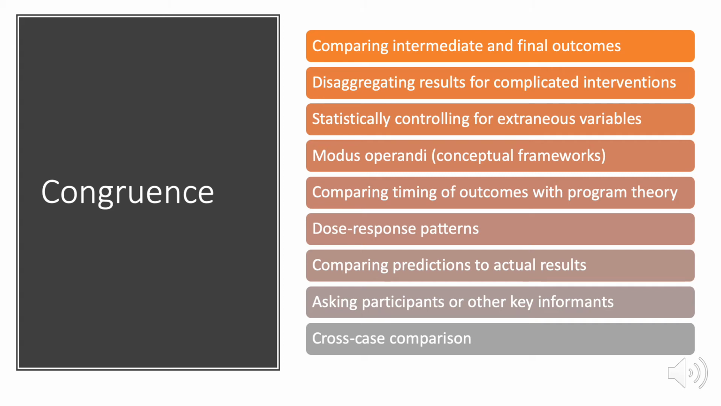Modus operandi, I think, is maybe not quite as clear as some of the other approaches to identifying congruence, but really think of it as consistency with conceptual frameworks that might be underlying your program theory. You can also compare the timing of outcomes with the program theory. For instance, is the timing of when the outcomes occur reasonable considering when the program theory was implemented?